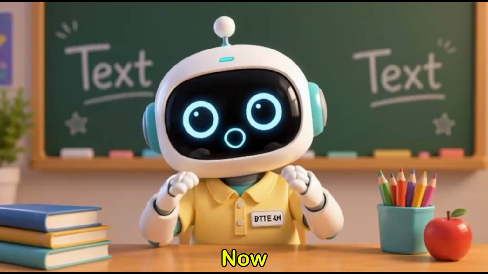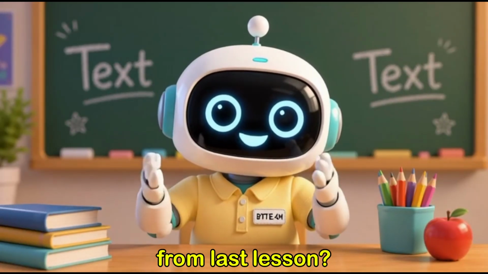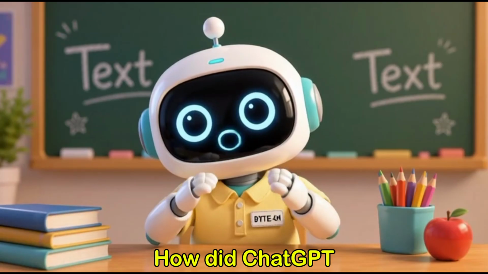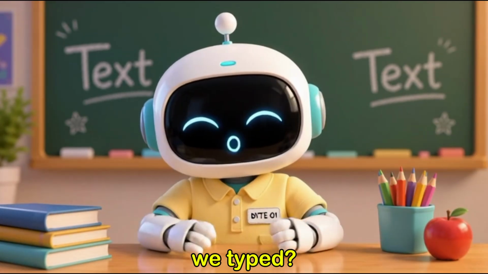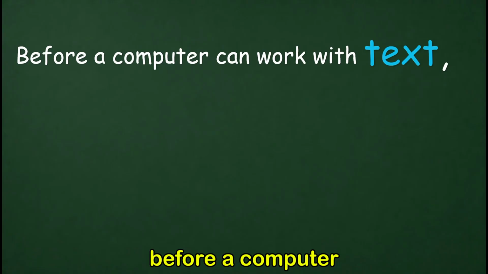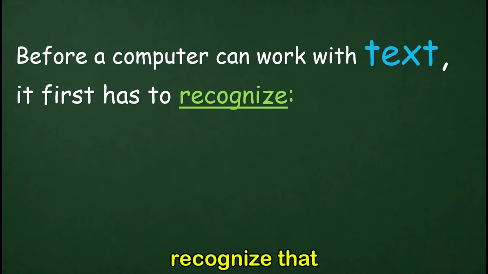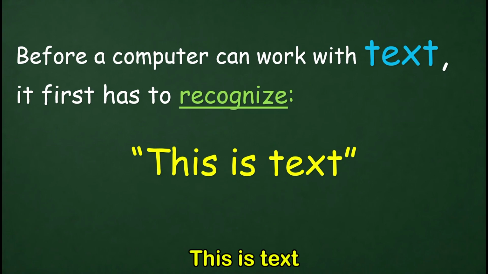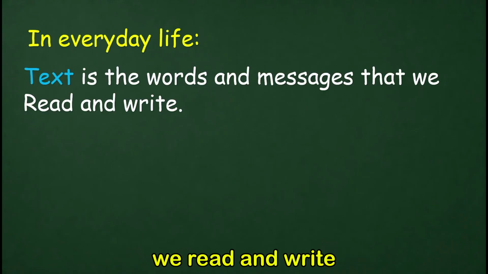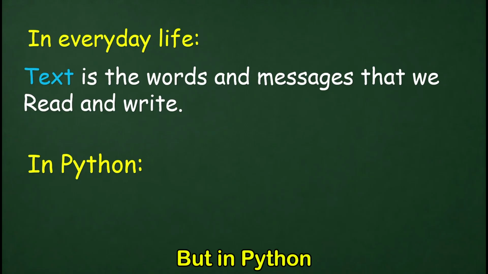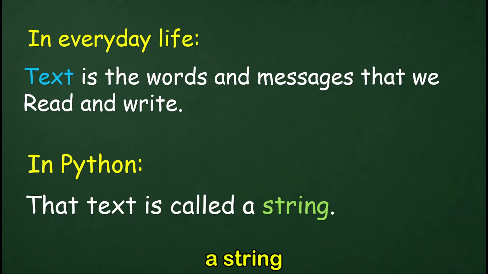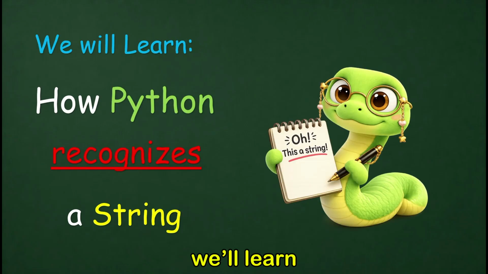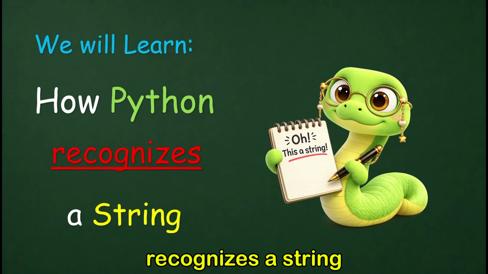Excellent work. Now, do you remember our big question from last lesson? How did ChatGPT read the question we typed? Well, before a computer can work with text, it first has to recognize that this is text. And that brings us to today's lesson. In everyday life, text is the words and messages we read and write. But in Python, that text is called a string. So last lesson, we learned what a string is. Today, we'll learn how Python recognizes a string.